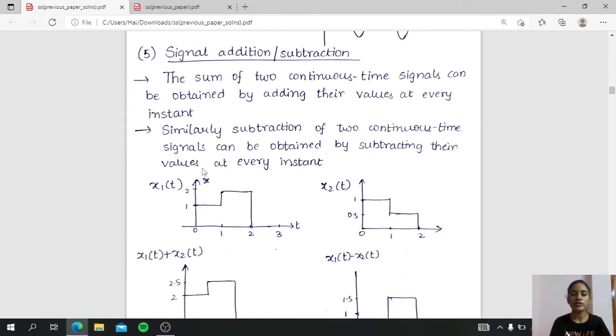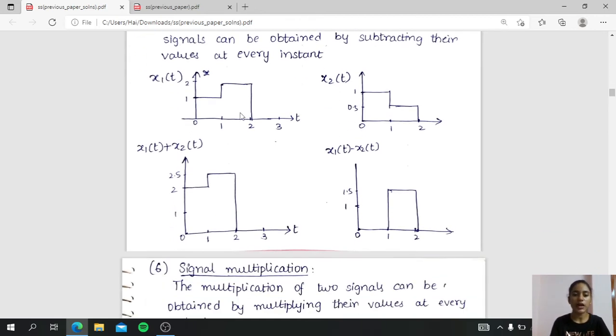So the sum of two continuous time signals can be obtained by adding their values at every instant, and the same goes with subtraction, that is subtracting the two signals at every instant. Consider two signals here, x1 of t and x2 of t, and if you want to add these both, from 0 to 1 its value is 1, and here from 0 to 1 you'll have 1, so 1 plus 1 will be 2, so the addition of these two signals you'll get 2. And similarly from 1 to 2 you have 2, and 1 to 2 you have 0.5. If you add these both, you'll get 2.5, which is the output of the addition of signals. Similarly the same goes with subtraction.